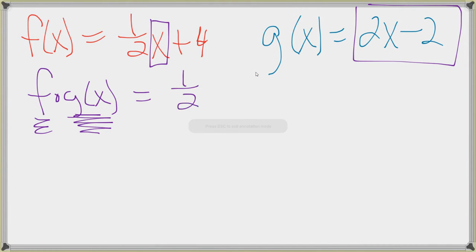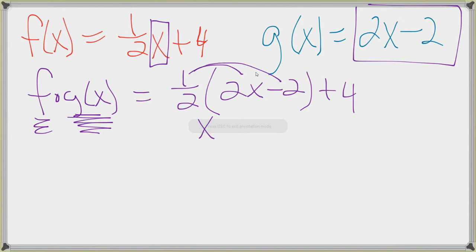So for f of g of x, look at what's in parentheses. g of x is in parentheses. Take 2x minus 2, that's g of x. Plug it into f. So 1/2, replace the x with 2x minus 2. Don't forget your plus 4. Now, distribute. 1/2 times 2x is 1x. 1/2 times negative 2 is negative 1. Bring down the plus 4.